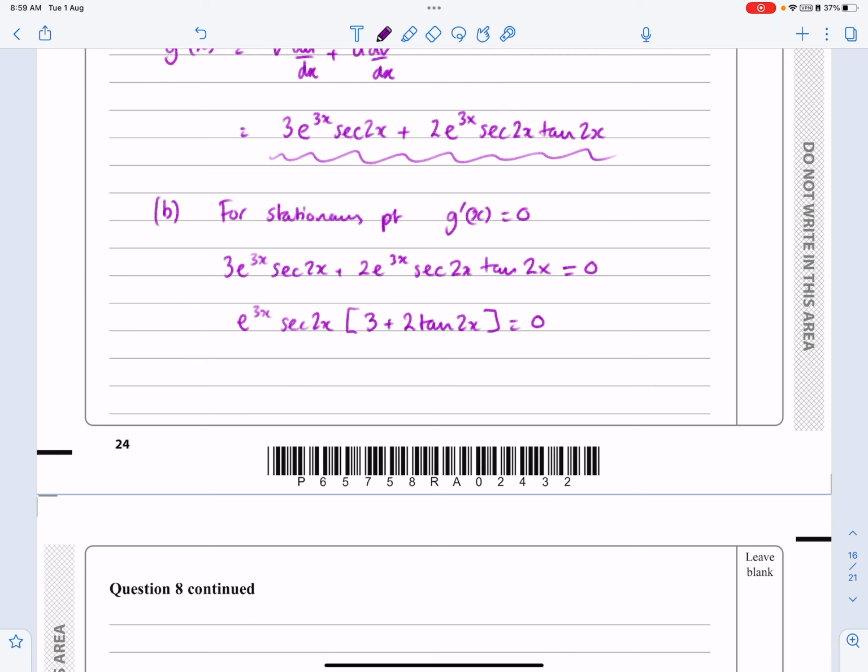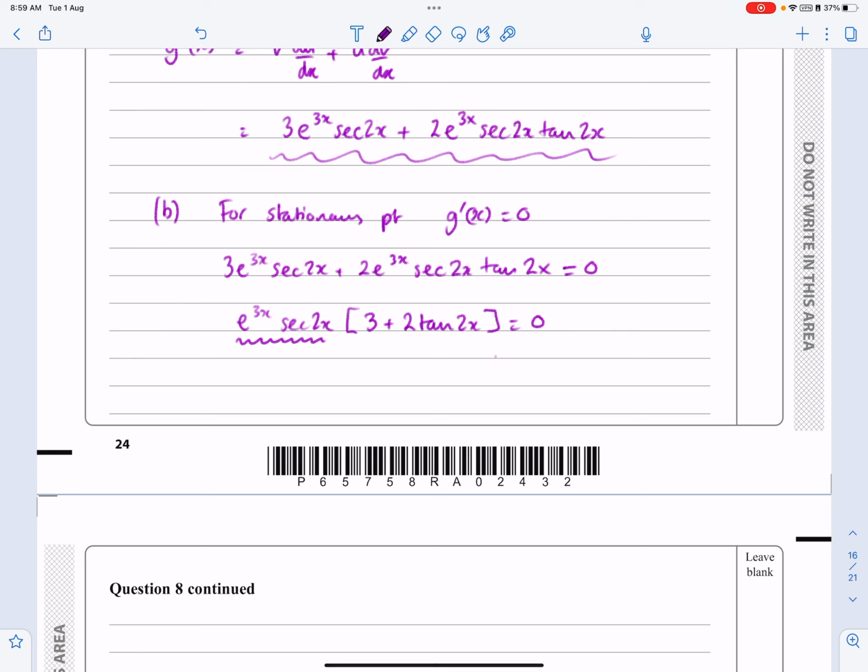And although that looks absolutely horrendous, I'm experienced. I've done these questions before. I know that this is a technique that they use quite often, where once I get to this stage, this is equal to naught, or this is equal to naught, but that bit can't be equal to naught.